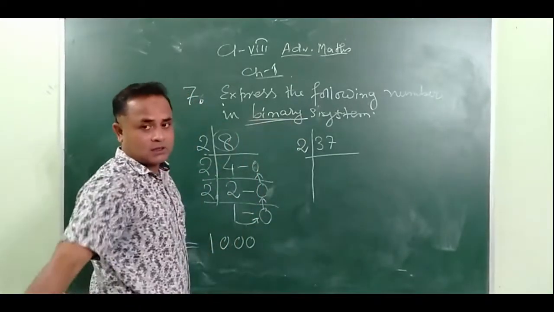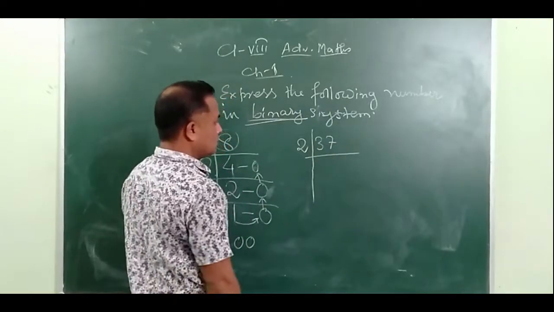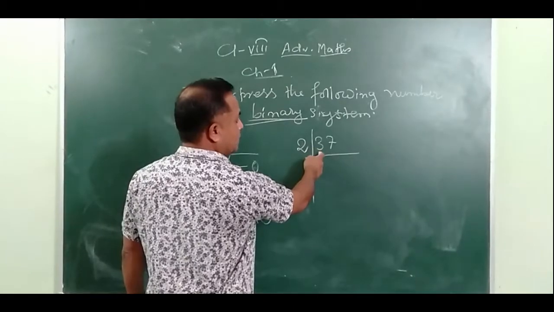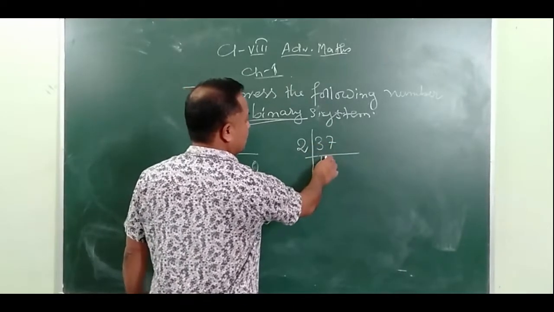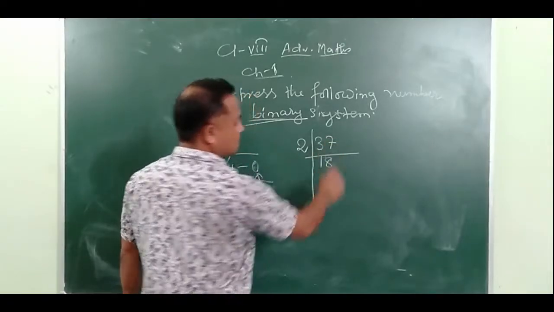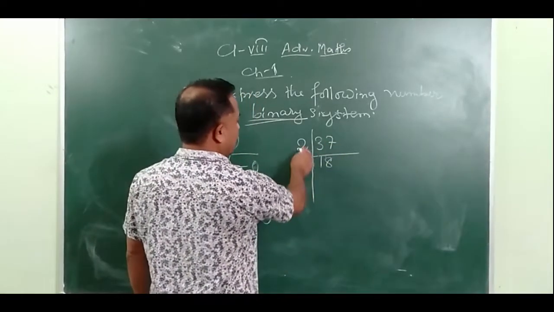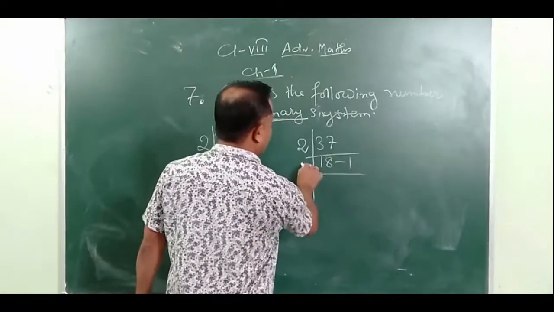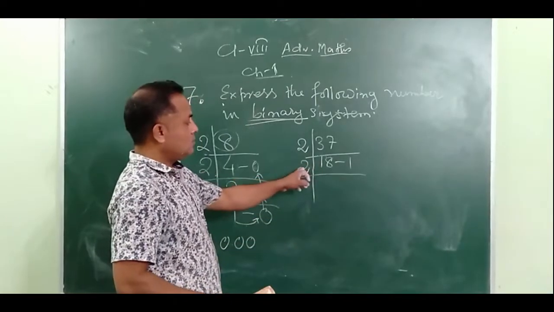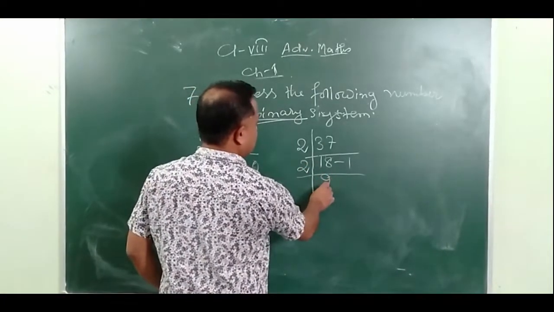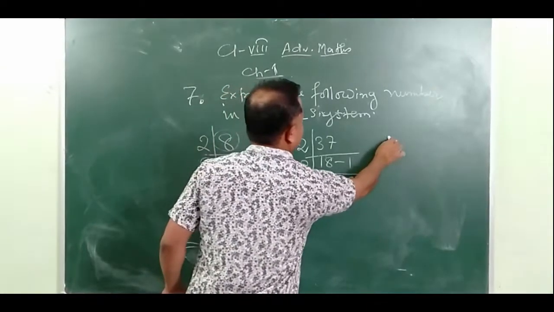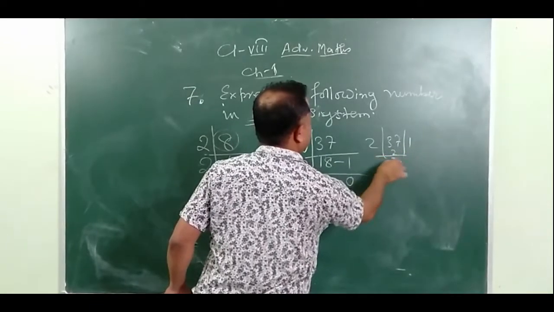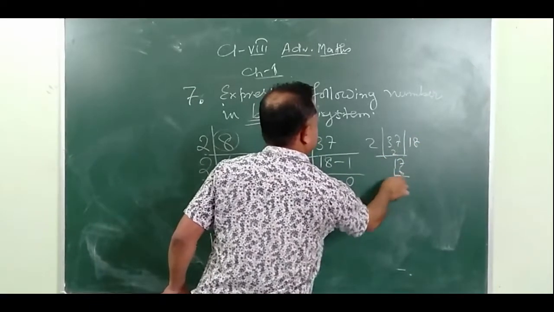Since binary is mentioned, how many times does 2 go into 37? 2 times 18 is 36, and the remainder is 1. Again we will divide this 18 by 2, that is 9 times and the remainder is 0. See, for your convenience I will show you: 2 times 18 is 36, the remainder is 1.